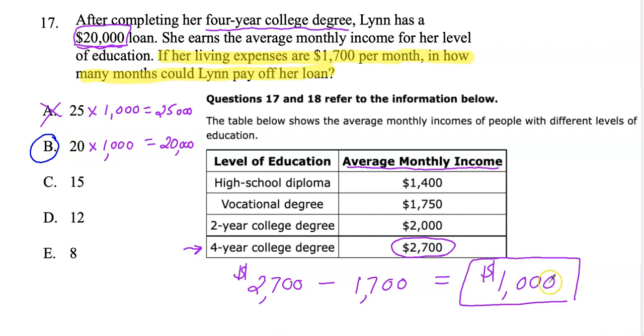Again, I like to summarize when I'm done. She has $1,000 left over after her expenses to pay off her loan of $20,000. It will take her 20 months. Another way to look at it is 1,000 times 20 months equals $20,000, and that's how much she needs to pay off. So it will take her 20 months. Let's move on to the next question.